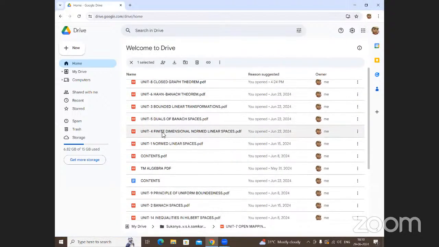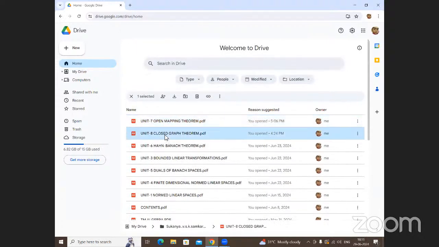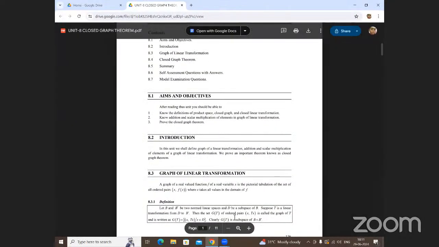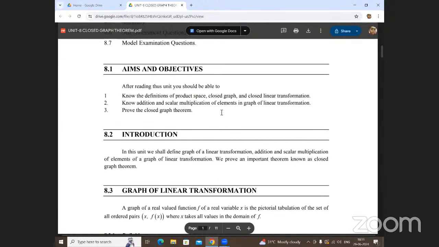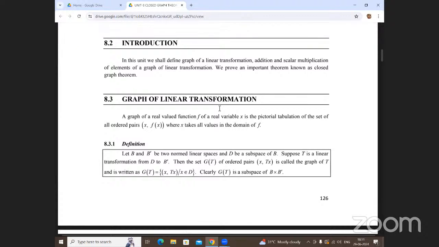Please just have a look at the closed graph theorem. That is the 8th unit, closed graph theorem. What is the meaning of closed? Time is very short, so just try to understand here.